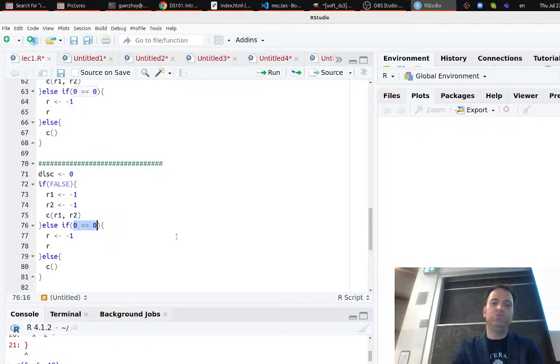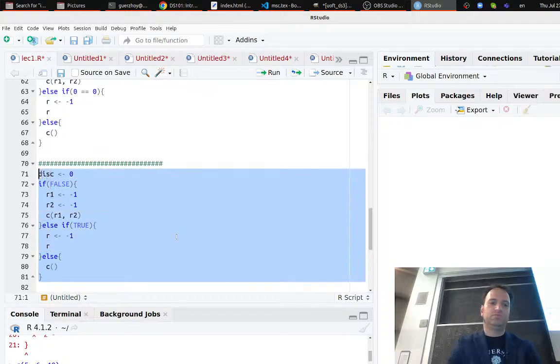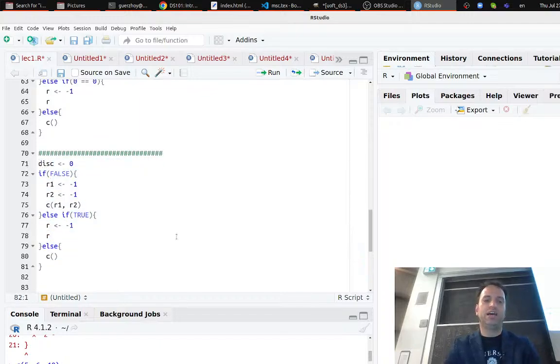This though is true. 0 equals 0 is true. So now we have R, so R will be able to substitute next time. Next time this will just be minus 1. So we do one more step.